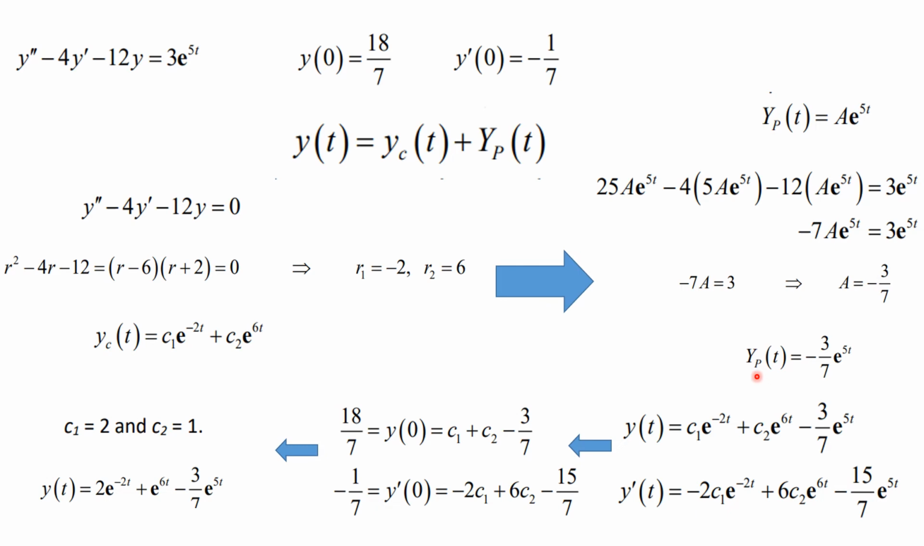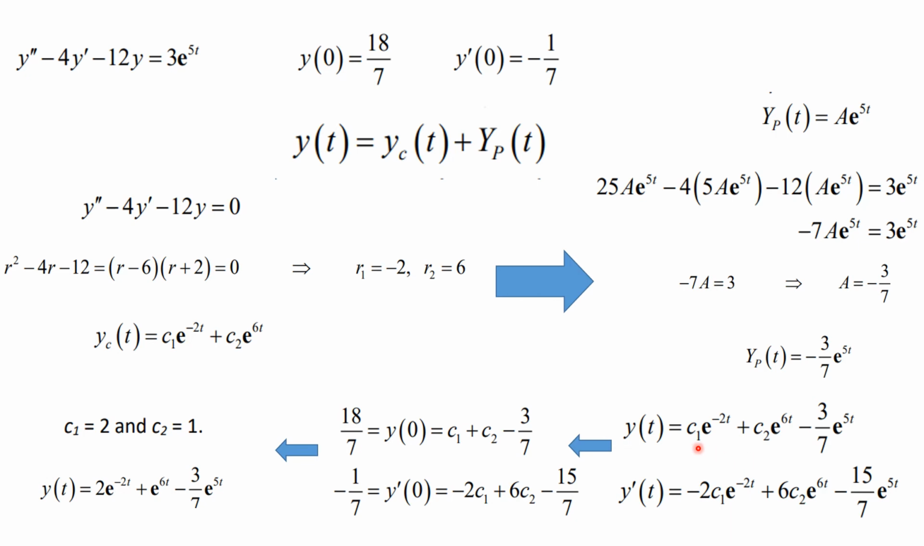So you see, we have come up with a particular solution that works in this non-homogeneous equation, and it is y sub p of t is equal to minus 3 over 7 e to the 5t. Now, the big theorem that we talked about said the general solution of this is going to be of the form a linear combination of the fundamental set associated with the homogeneous equation, plus the particular solution that we found.